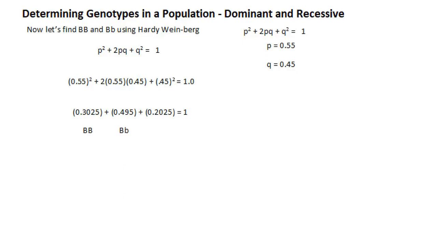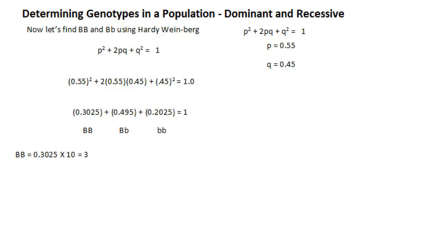2pq is heterozygous, it is big B, little b. And q squared is the recessives. The frequency of recessive in this case is coming out at 0.2025. Knowing this, if our total population is 10, well then 0.325 of 10 is 3. 3 of the mice are homozygous dominant, or big B, big B.